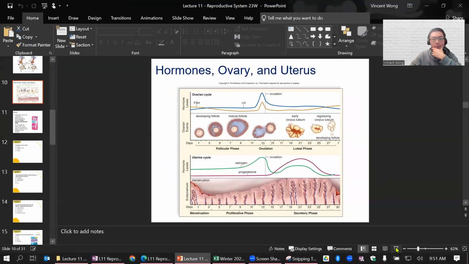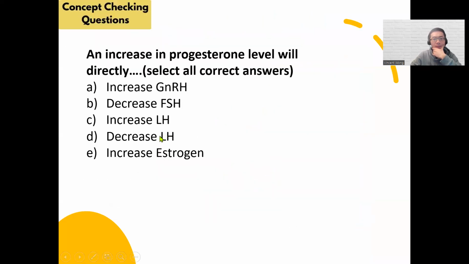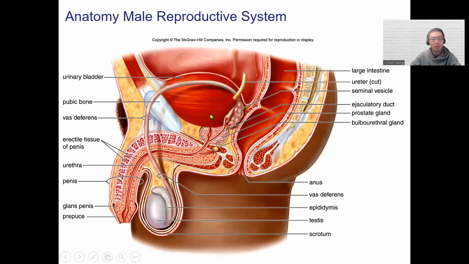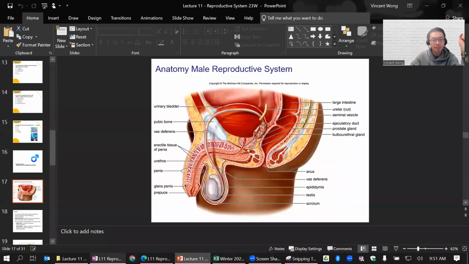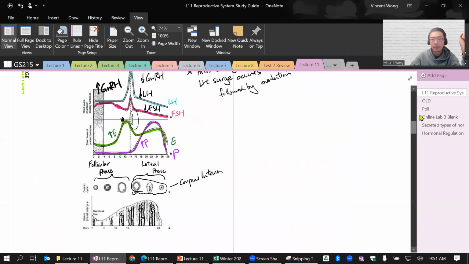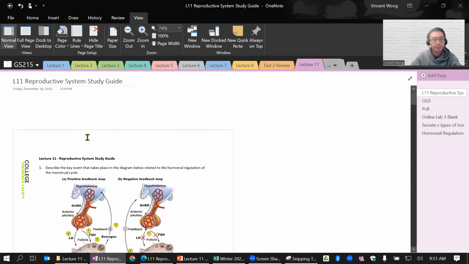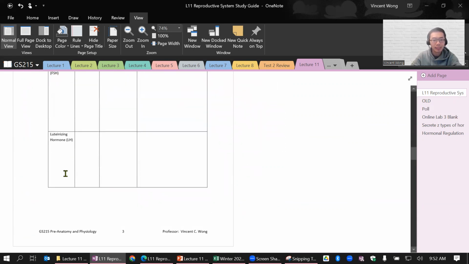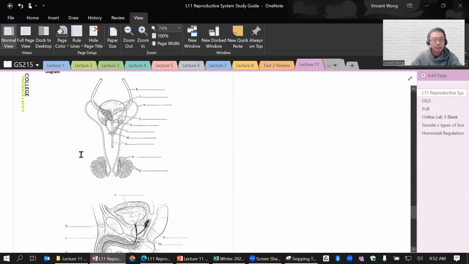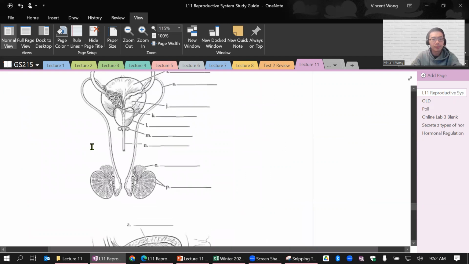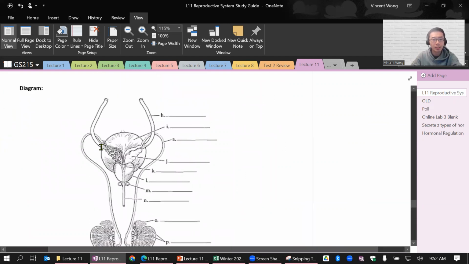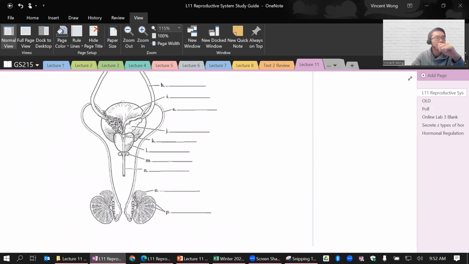Okay, let's go back to this PowerPoint. Now, let's label the male reproductive system. Where is that? It's probably higher up. Nope, it's lower down. Right here. So that is the front view of the male reproductive system.